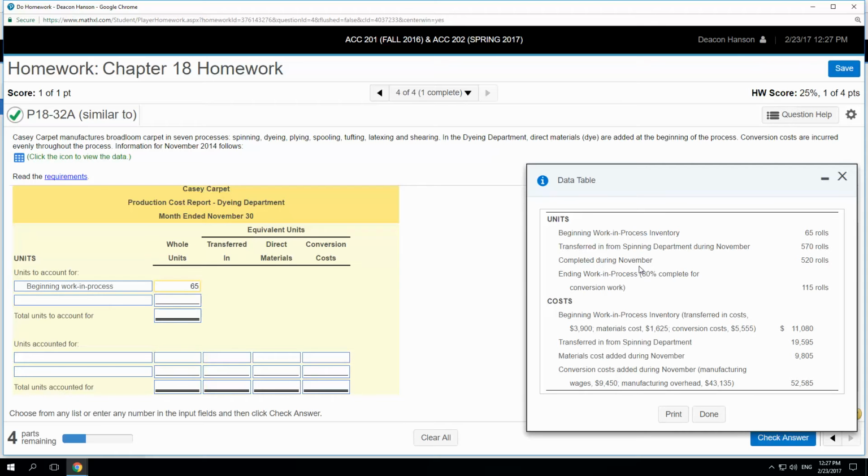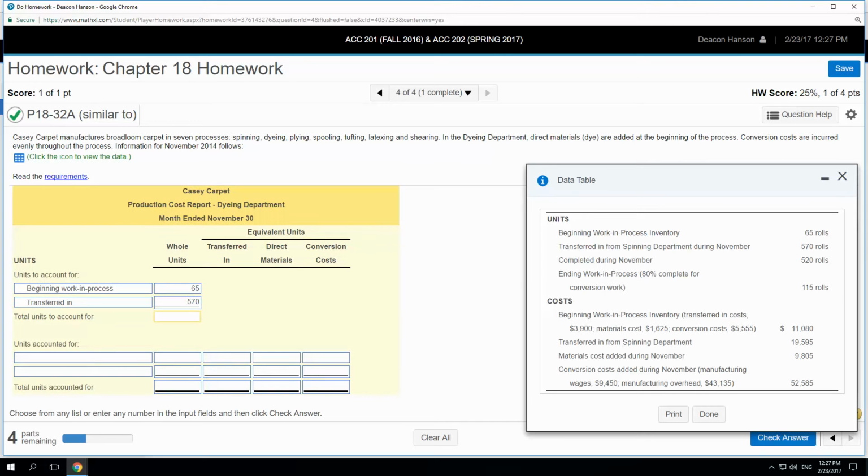Let's see here. And we need to add anything that was transferred in. Okay. So anything transferred in from the spinning department, 570 rolls. And if we add those together, we're going to have 635, right? And then we're going to figure out where they actually went. So we have to break down where these 635 units went. So that's what we're doing here under the heading units accounted for.